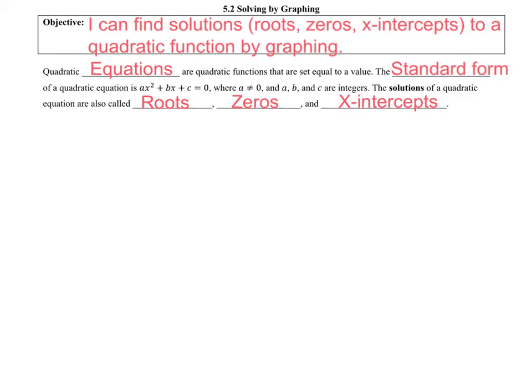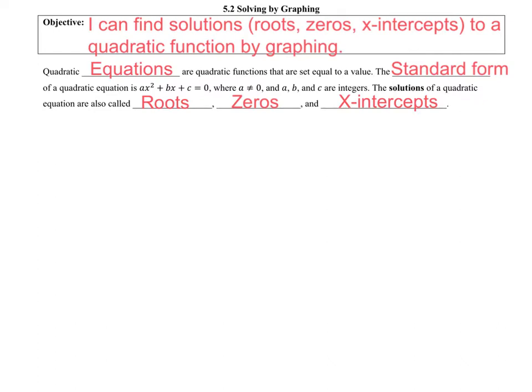This is section 5.2, Solving by Graphing. Our objective today is I can find solutions, which are also called roots, zeros, and x-intercepts, to a quadratic function by graphing. Quadratic equations are quadratic functions that are set equal to a value.